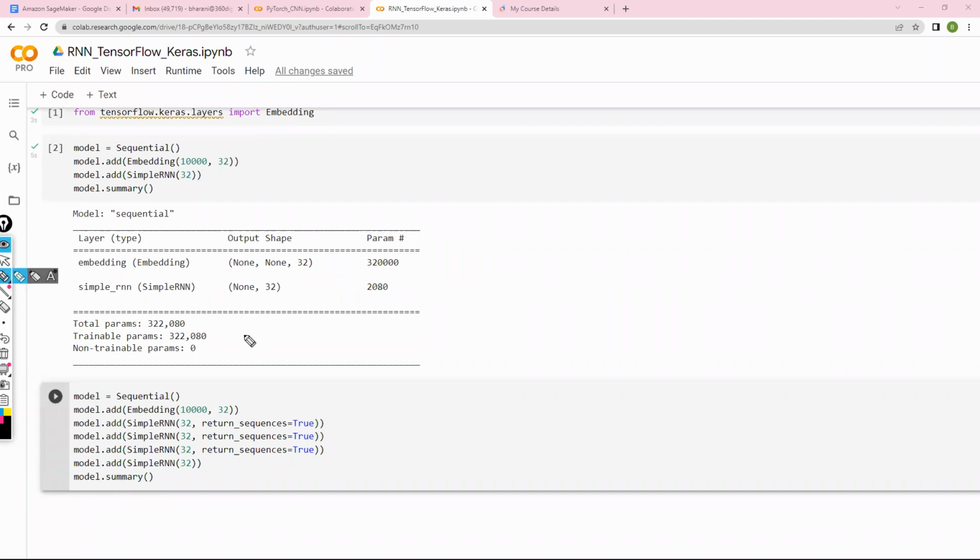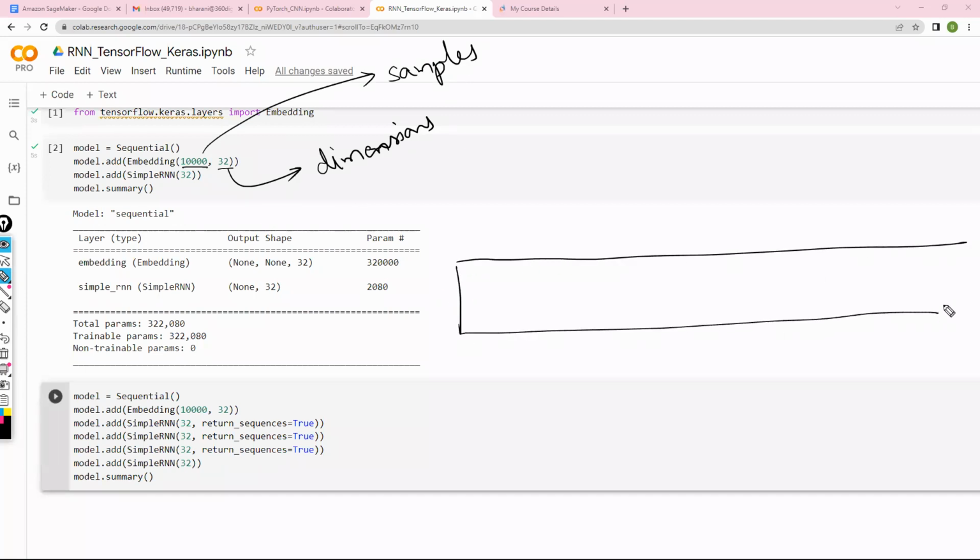So I thought I'll spend a considerable amount of time in explaining this. You have two things here. One is called samples, another is called dimensions. What this means: if you have a specific word of the English vocabulary and you were to do one-hot encoding, say that word happens to be beautiful.